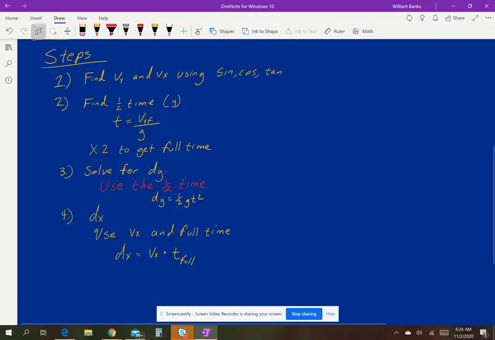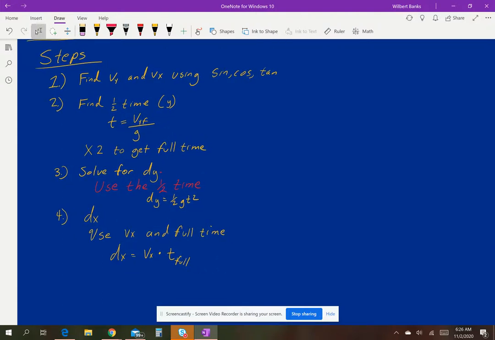So here are our steps. You're going to find Vy and find Vx using sine, cosine, tangent. You're going to find the halftime. Then if you multiply by 2, that's how you get your full time. Solve for dy. Use your halftime and solve for dy. And the reason why is because dy really only takes into account the object either just falling or just going up. Okay. And then dx uses the full time because I need to know the total time.